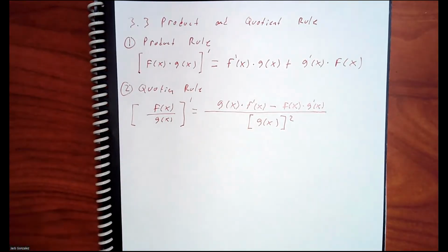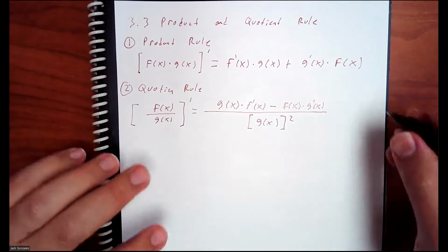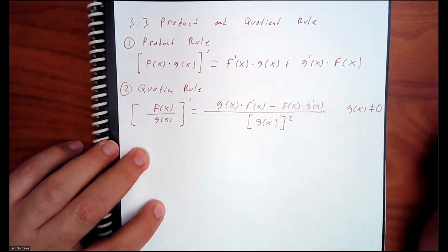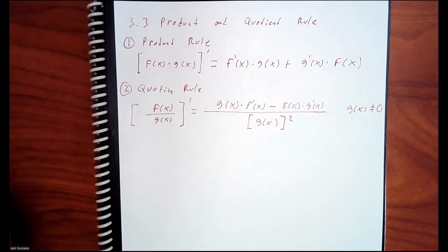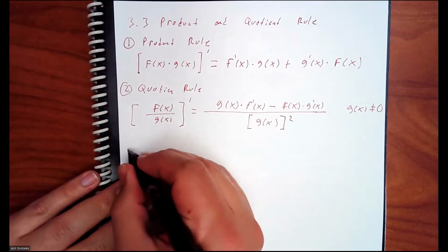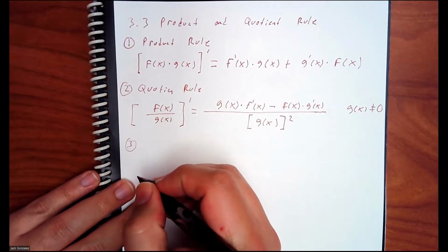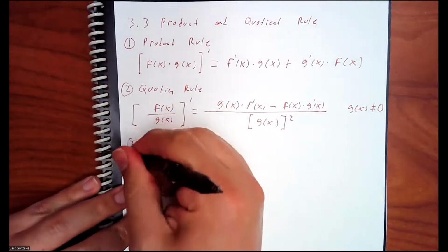Quick note here: g cannot be 0. I put these on a formula sheet because you're going to need them for test 2, and probably all the following tests. I guess that's it. We'll save the chain rule for the next section.